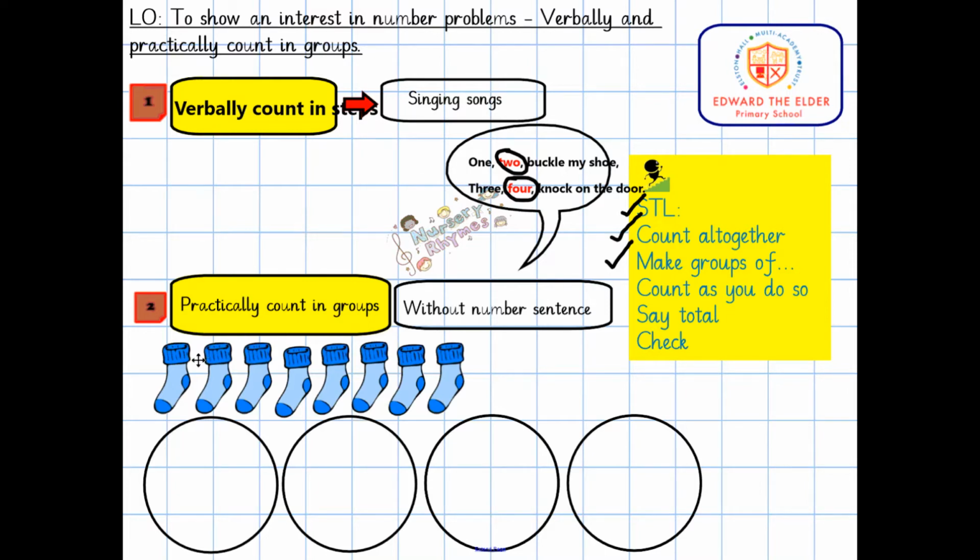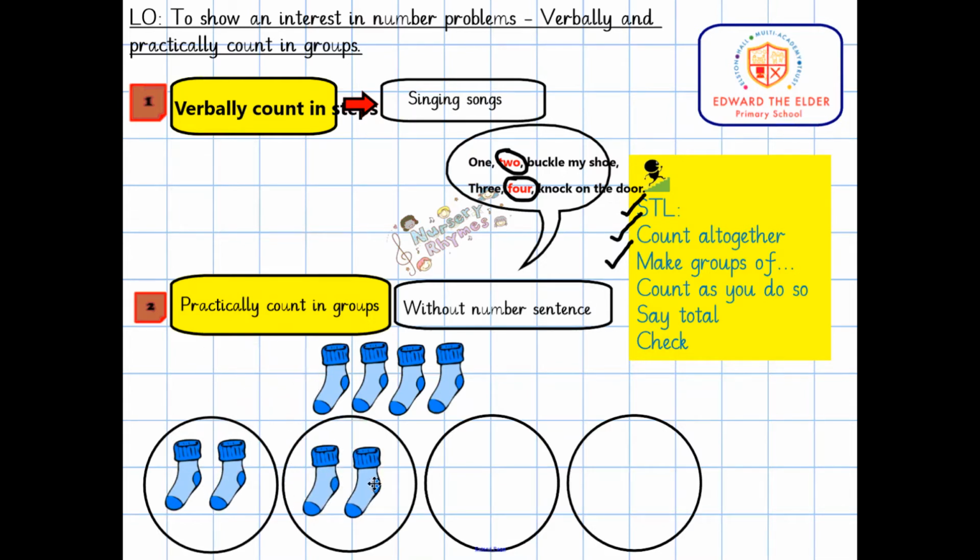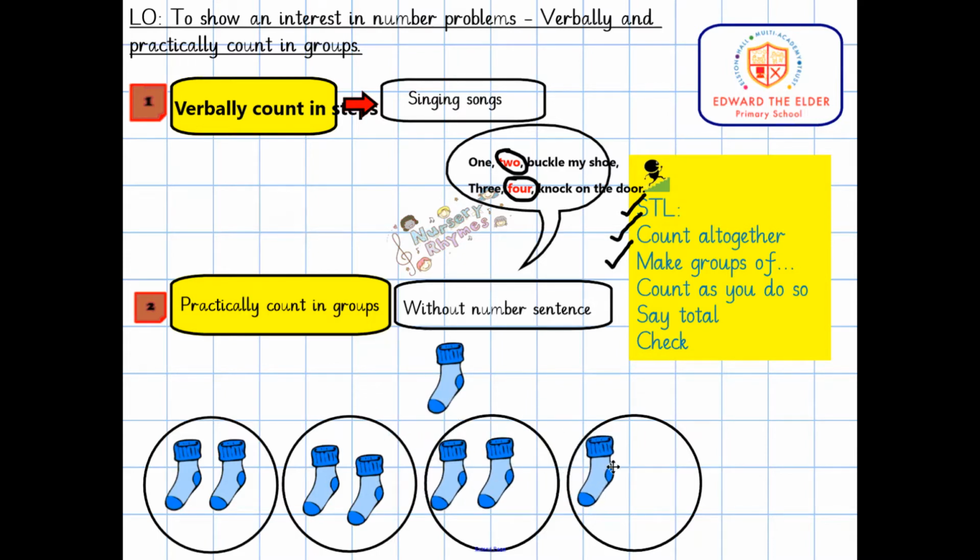1, 2, 3, 4, 5, 6, 7, 8. We would then say the total, 8, and checking as we do so, 1, 2, 3, 4, 5, 6, 7, 8.